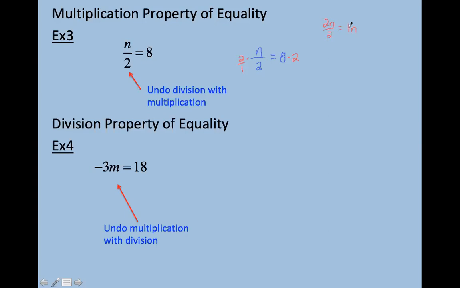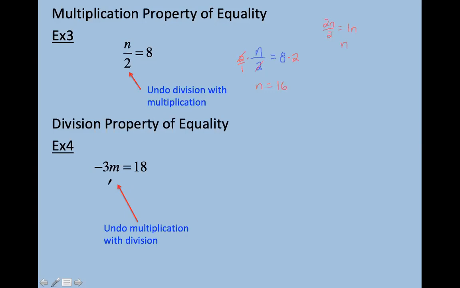And in algebra, you won't see those ones in front. They just write it as an n. So that's what's going on here. I like to just cross off my 2's, or whatever my number is, so that I can see I have my n all by itself. As long as this number in the numerator is the same as the one in the denominator, those will cancel like that. So I have n on the left side. On the right side, I have 8 times 2 is 16. Again, you can check. If I plug 16 in here, is 16 divided by 2 equal to 8? Yes.